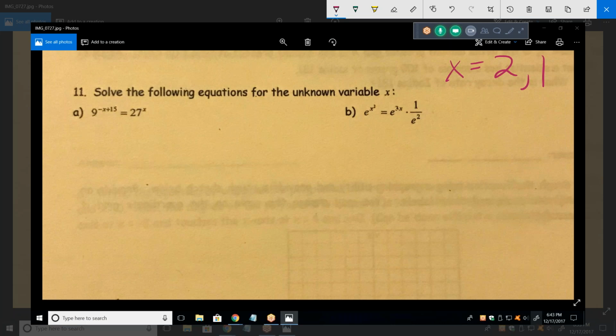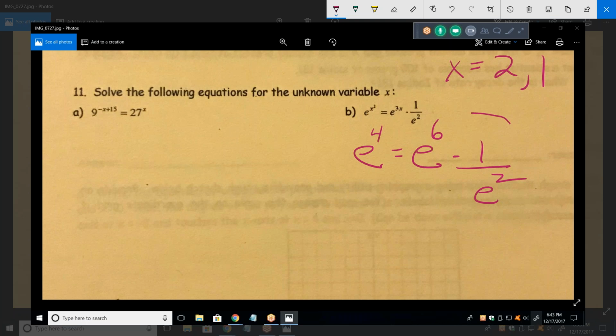Let's try the 2. So we got e to the 2 squared, which is 4. Is that equal to e to the 6th times 1 over e squared? Is that an equation that's proper? No.